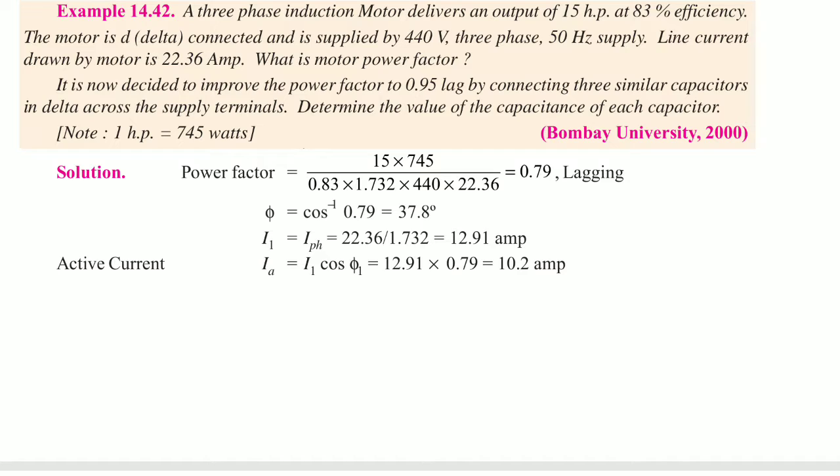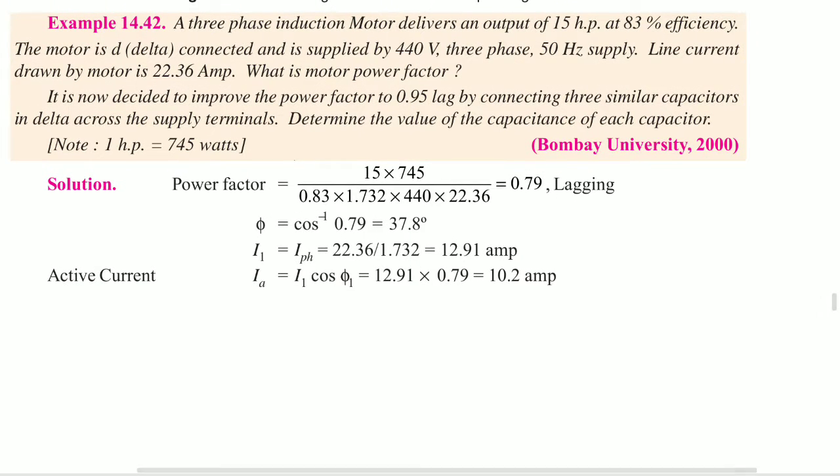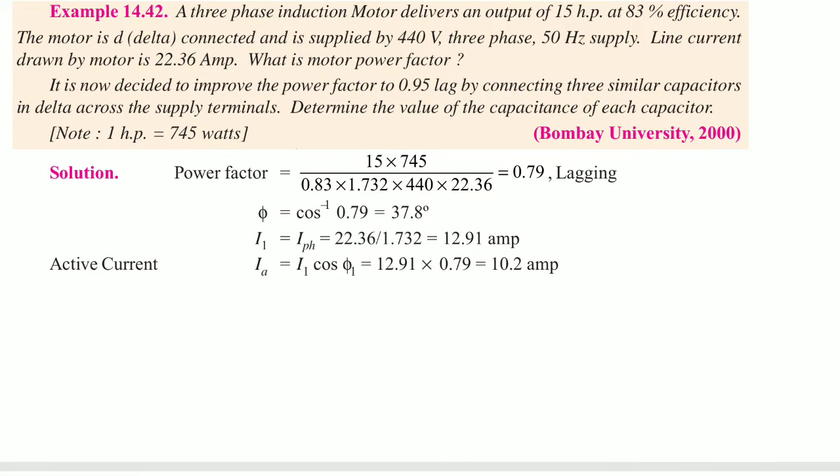So efficiency is 0.83, root 3 is 1.732, voltage is 440 volts line voltage, and line current is 22.36. By substituting those values in this power factor formula, we get 0.79 lagging. Now from that power factor we can find phi, the phase angle. Phi is equal to cos inverse of 0.79, that is 37.8 degrees.